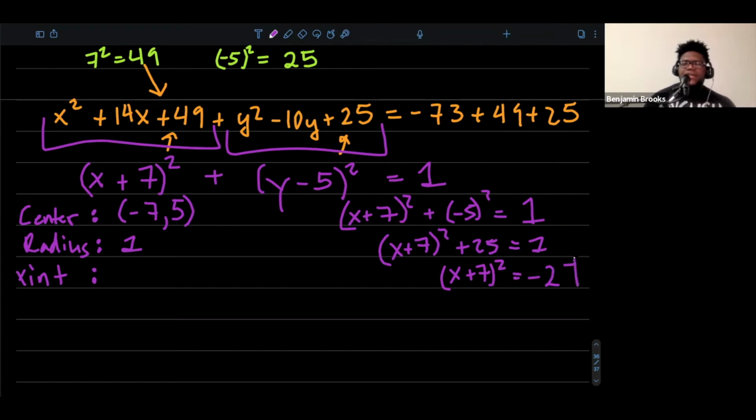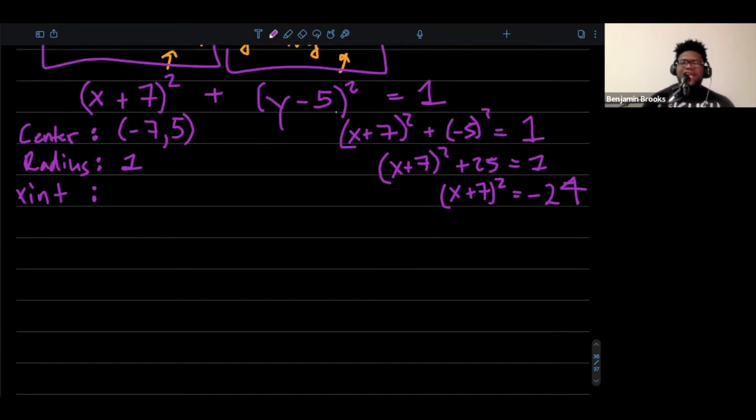Now, there comes an issue here. The issue is, to solve this, I'd have to square root both. I'd have basically x plus 7 equals the square root, technically plus or minus, right? The square root of negative 24. But the problem is, this is imaginary. So what does that tell you? There is no x-intercept.